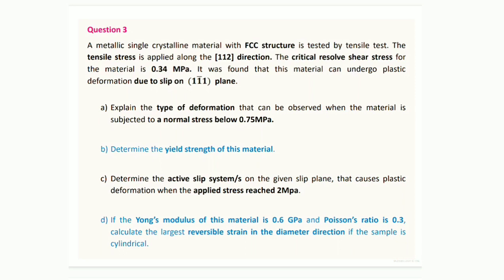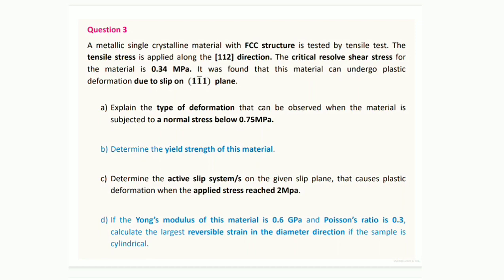In part A, we are told to explain the type of deformation that can be observed when the material is subjected to a normal stress below 0.75 megapascal. So we have to figure out that if this kind of material, whose data is given above, is subjected to a normal stress below 0.75 megapascal, then what kind of deformation this material will show. This is part A, and the other parts will be discussed afterwards.